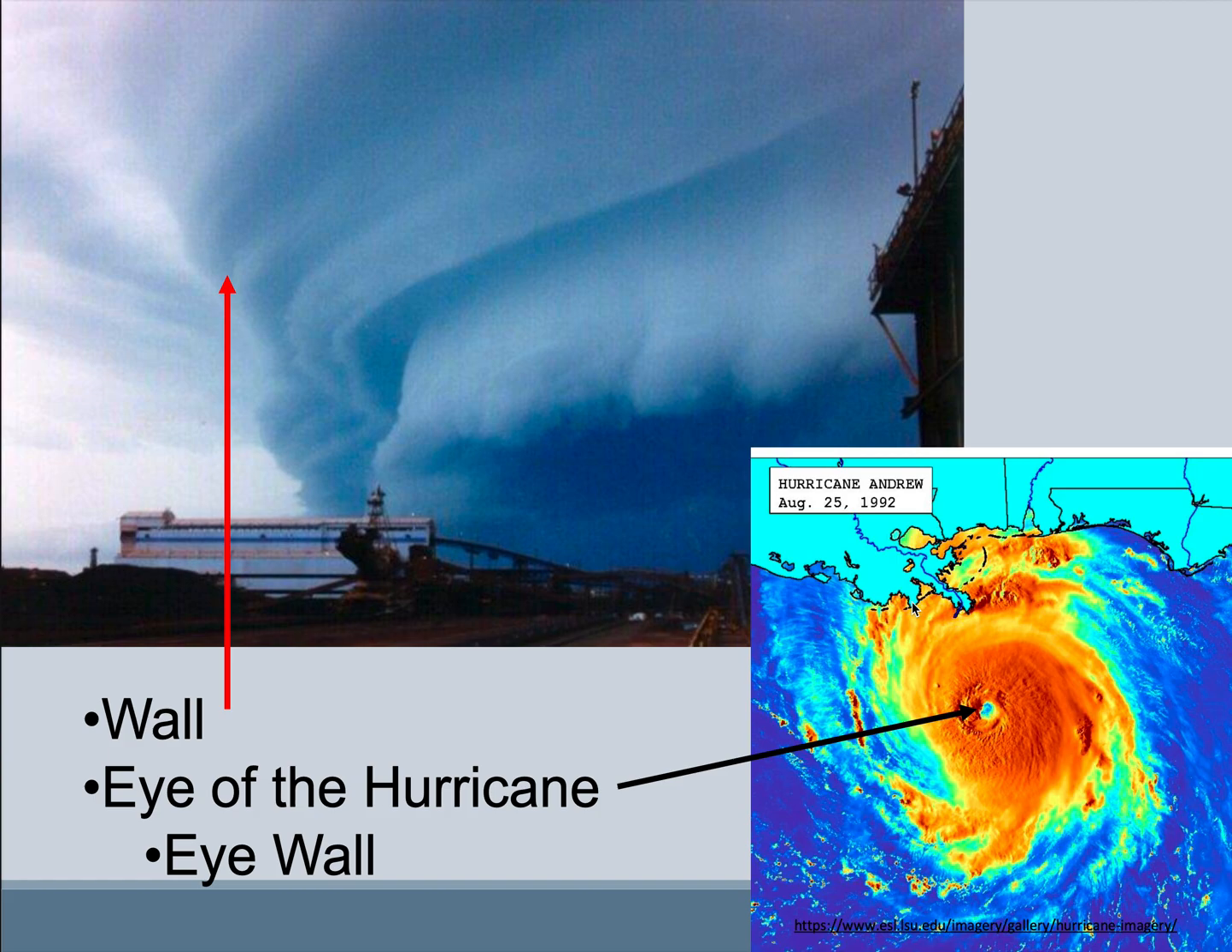hit New Orleans with Hurricane Katrina that did all the damage that we're still recovering from today. So lots and lots of damage, mostly from this storm surge. The wind and the rain are secondary influences.